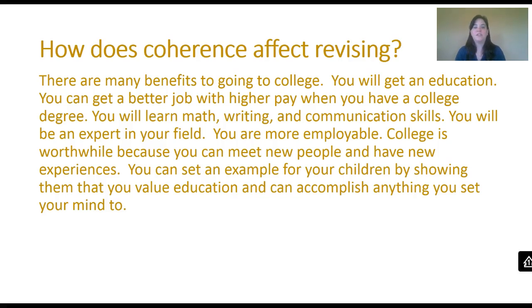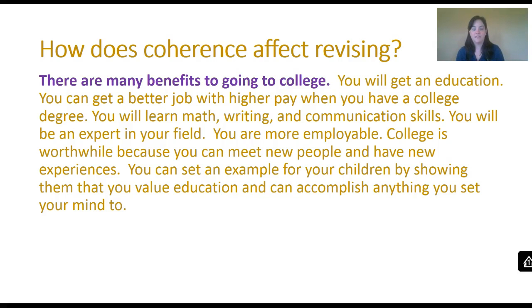So let's also look at an example of how coherence affects revising. Here's a paragraph written on the same topic that we looked at from our brainstormed list, the benefits of going to college. Let's see what this student came up with. There are many benefits to going to college. Well, that's our topic sentence. So that tells us that everything else in this paragraph should be a benefit of going to college.